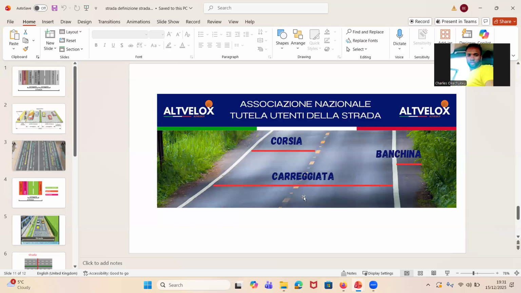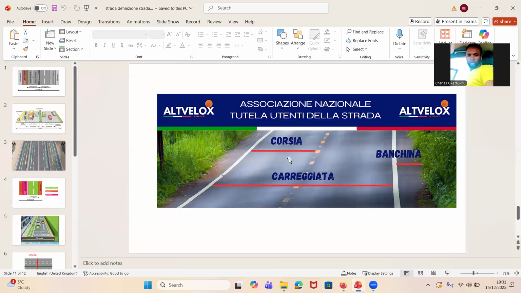Now watch. What is a corsia? First of all, corsia in English means lane. Maintain your lane. Now, let me tell us one more thing. Inside a lane, only one car can drive. Two cars cannot drive inside a lane. Even two bicycles are not supposed to drive inside a lane.